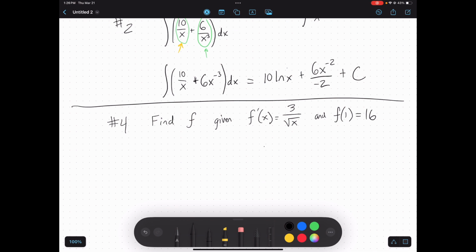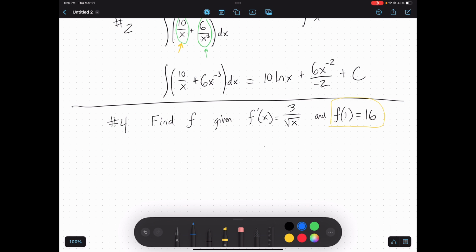Next, let's talk about number 4. Number 4 is asking you to find your f function given f prime, so given the derivative. In our case, my derivative is 3 over the square root of x. But then it also gives me this piece of information: f of 1 is equal to 16. So what am I trying to do here?